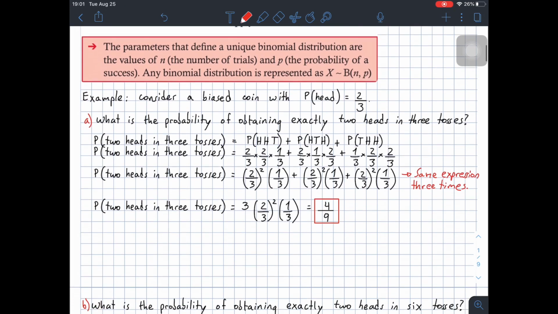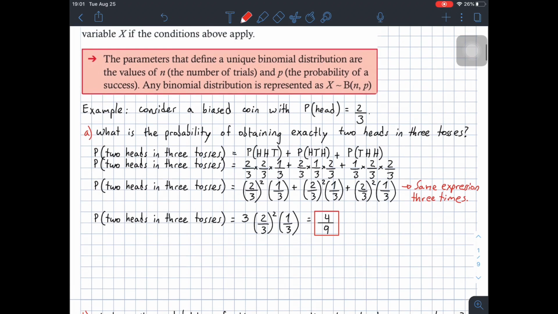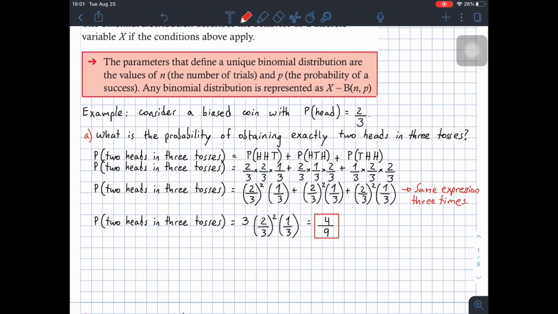So let's see an example in order to visualize what this is about. Consider a biased coin where the probability of obtaining a head is 2/3. Obviously, that means that the probability of obtaining a tail would be 1/3, right? So, what is the probability of obtaining exactly two heads in three tosses? We already know how to calculate this, right?